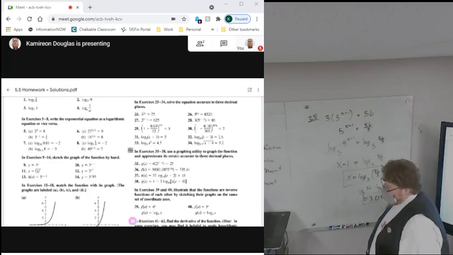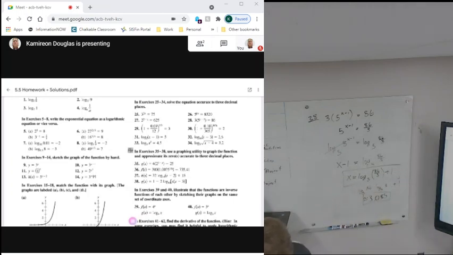So close. Off by 0.3. So we 30. Same concept, same process. Let's see here.